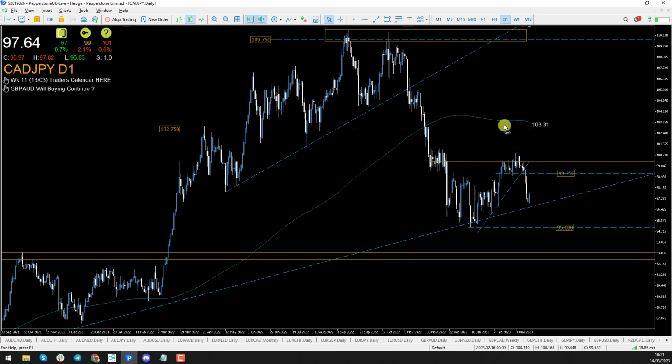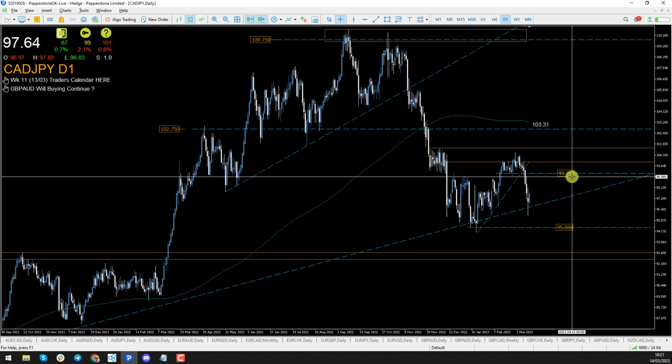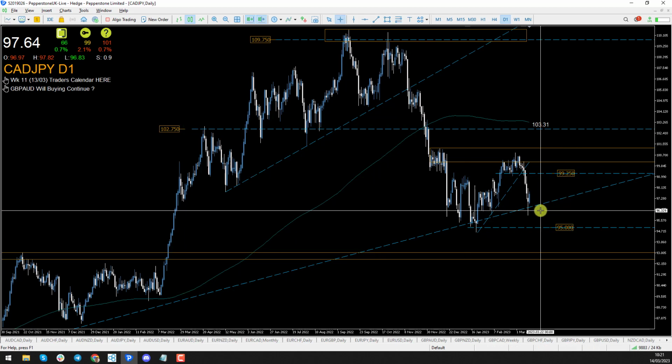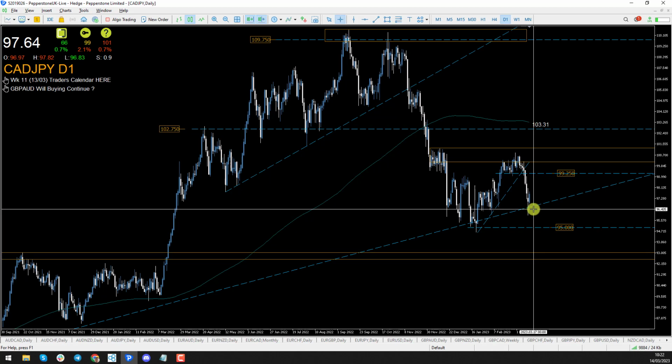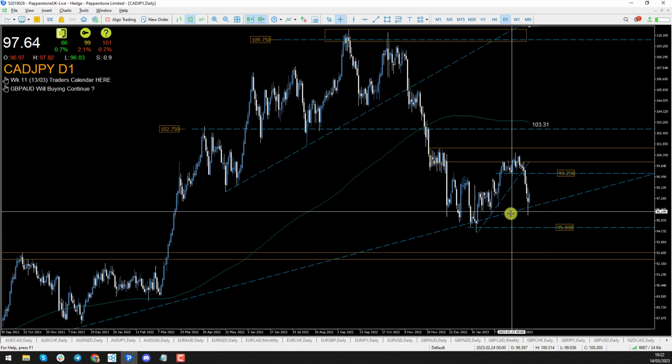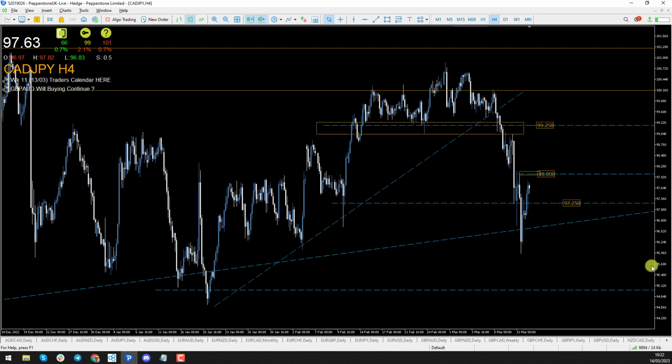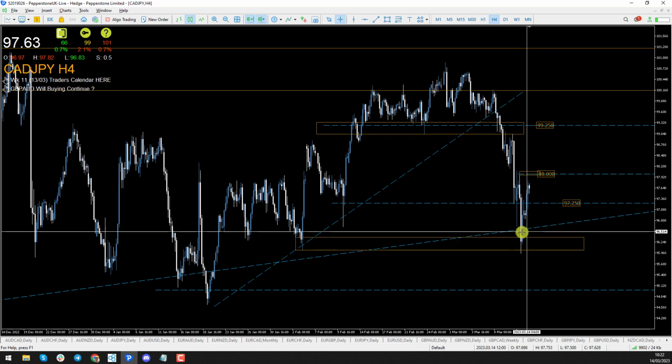But CAD yen, I'm definitely looking for potentials for this market to continue lower. We've got the break of this 99.25 level. We are currently at trendline support and the 96 area in here, which was an area of support. If I just go down into the 4-hour time frame, the area that I'm just talking about there, these lows in here. Sorry, I haven't marked that out on the 4-hour.